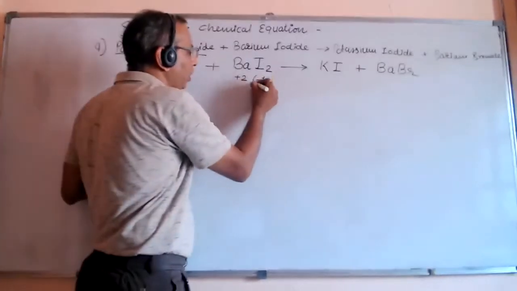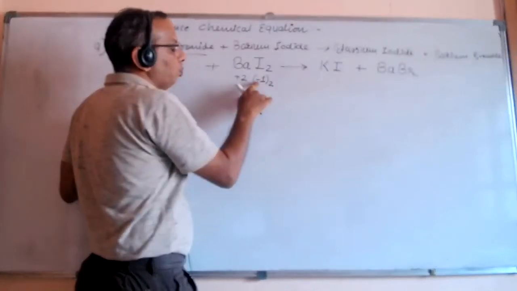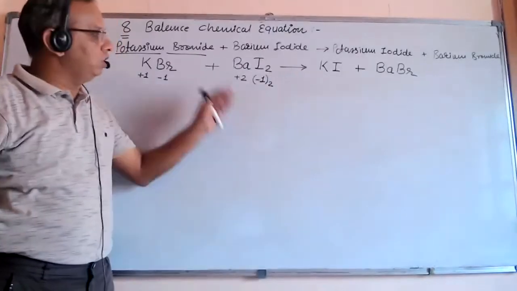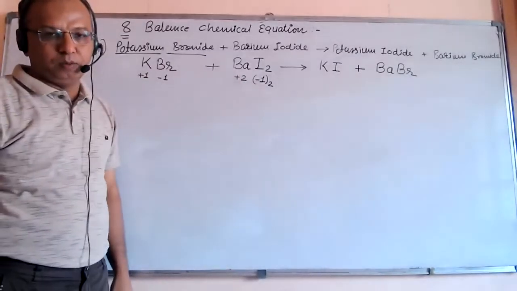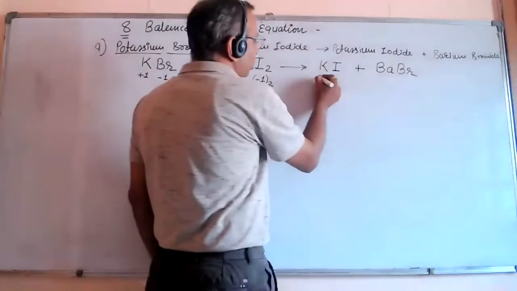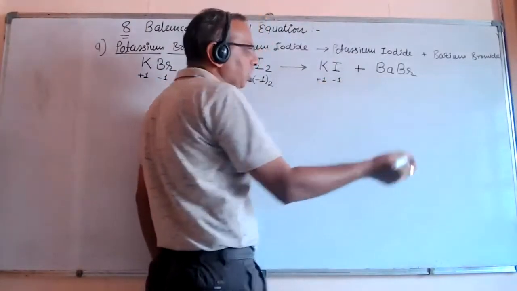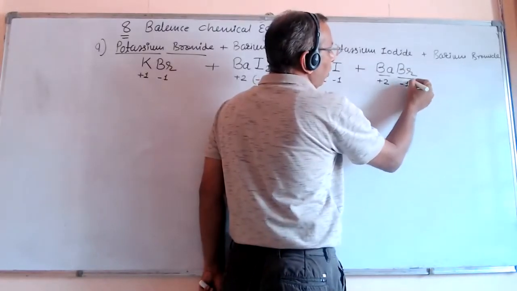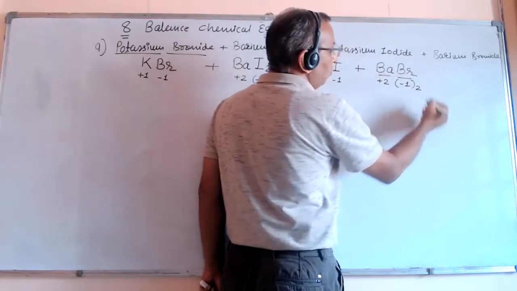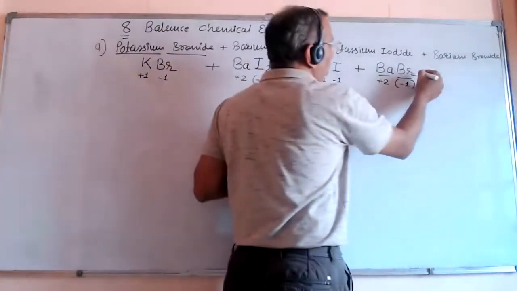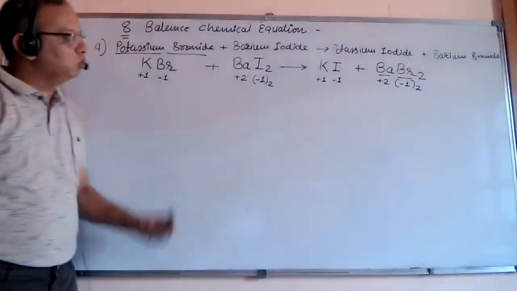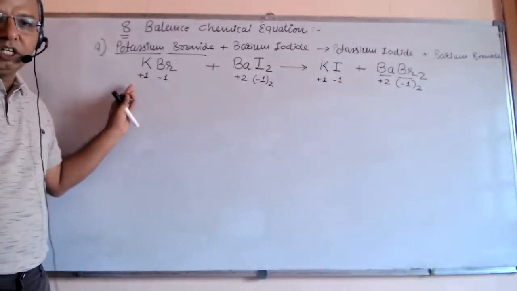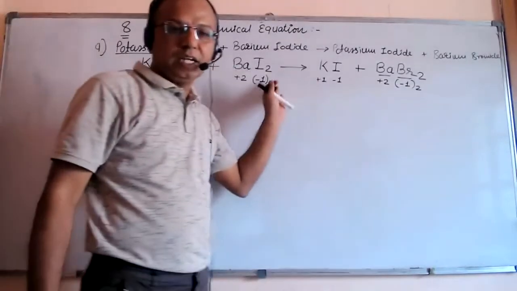Now this iodine is 2 times, friends. So -1 times 2 is -2 and +2, total is 0. So this is the balanced formula, right? Here potassium +1, bromine -1, equal, same thing. Barium +2, iodine -1 is to be multiplied by 2 to obtain the balanced formula. So now the second step is done, in which, friends, the proper or correct formula of given reactants and products are mentioned.